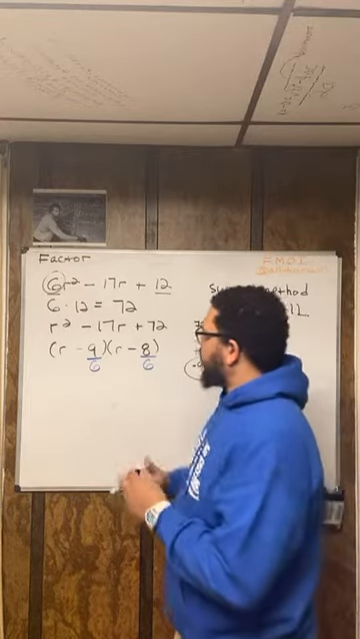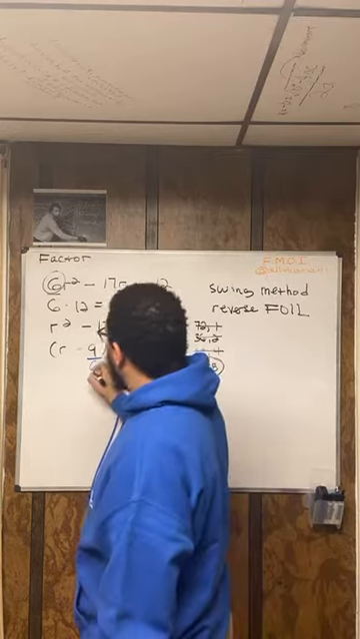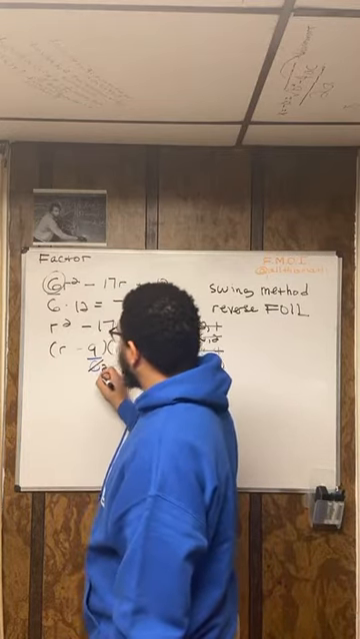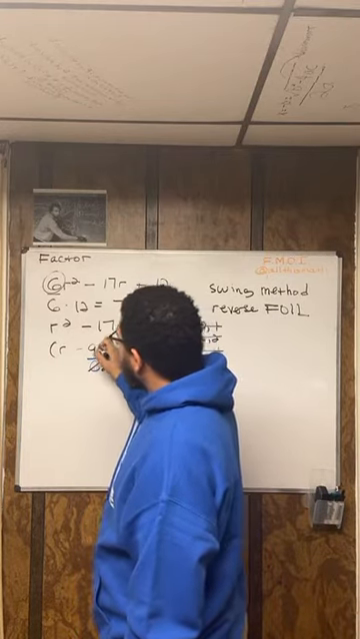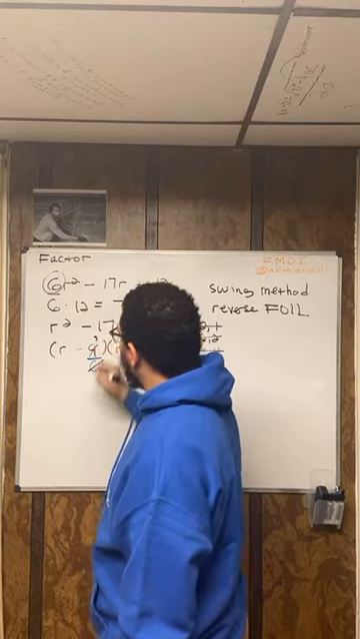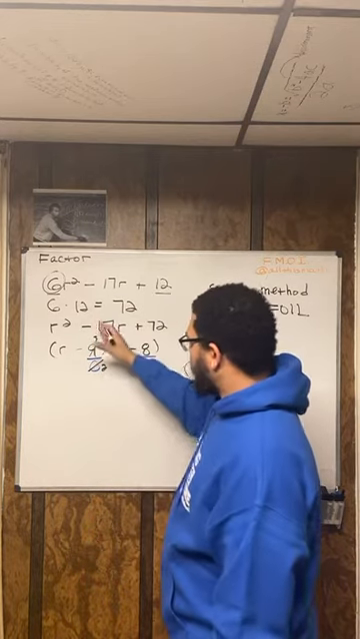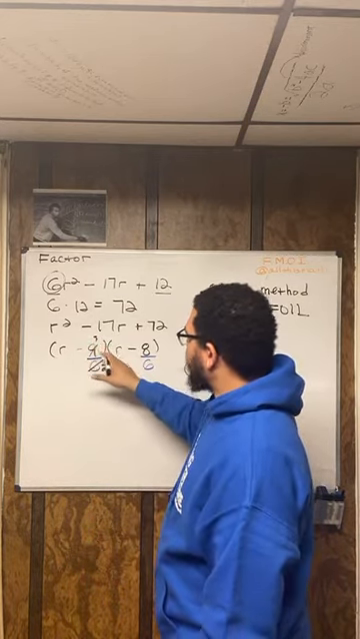The common factor is 3. So this is going to turn into a 2 because 6 divided by 3 is 2. This is going to turn into a 3 because 9 divided by 3 is 3. So we do that right here. So now I really have r minus 3 over 2.